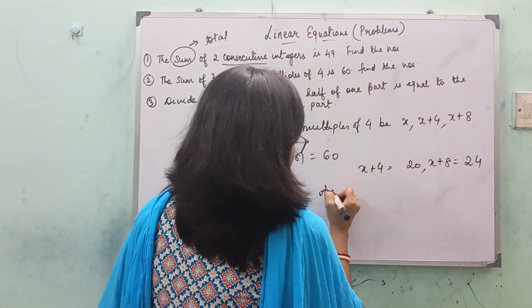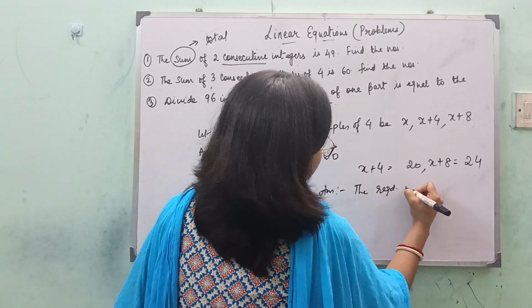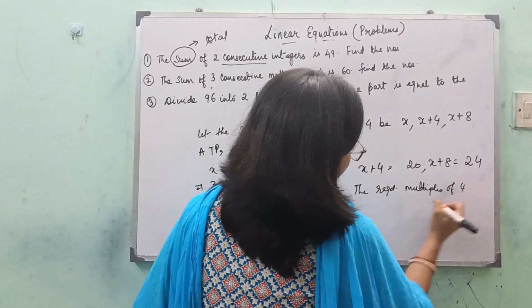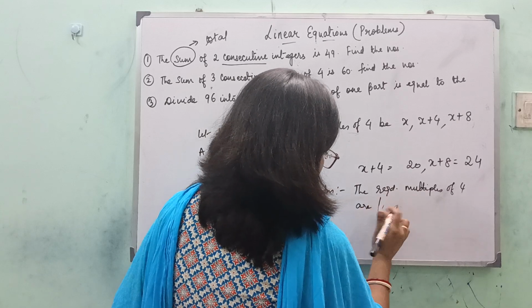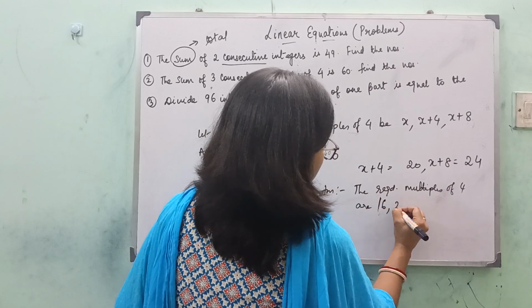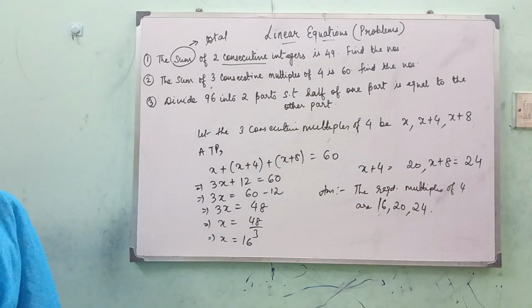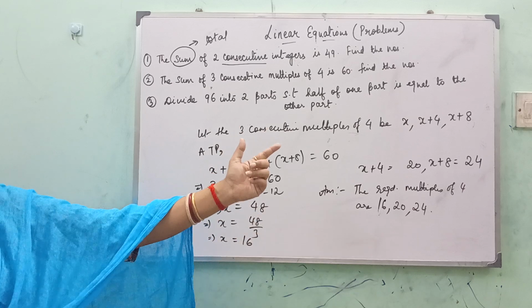So, when you are writing the answer, the required multiples of 4 are 16, 20, 24. So these are the consecutive multiples that you were looking for. Okay, 16, 20 and 24. Now, this sum also I will show you again with the other method.